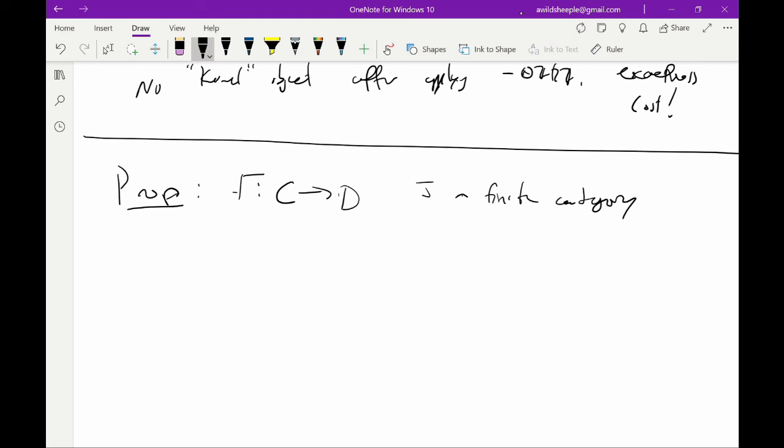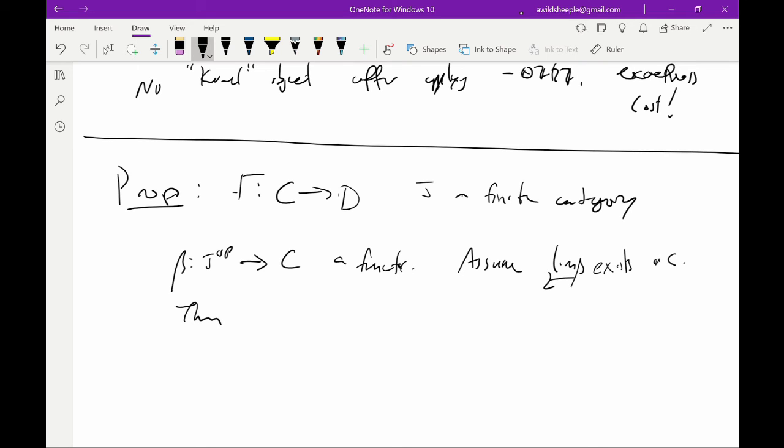We'll take beta from J to C, some functor. This is a diagram, as we're used to thinking about them. And we assume that the projective limit exists in C.